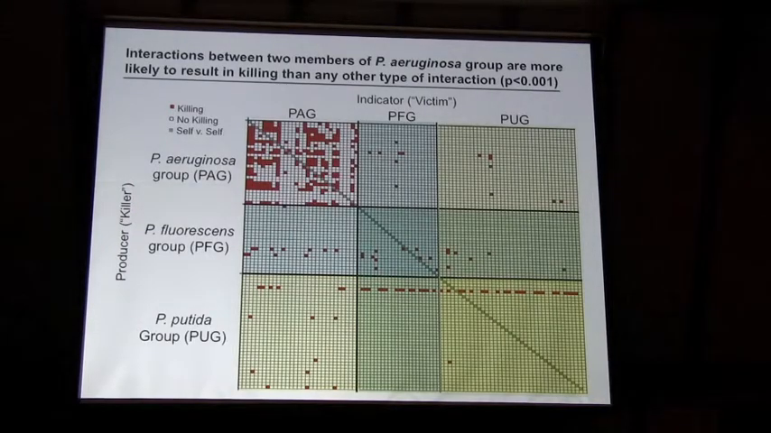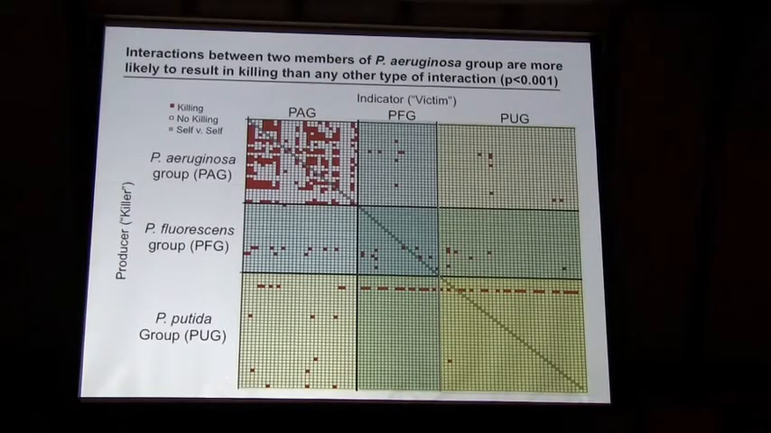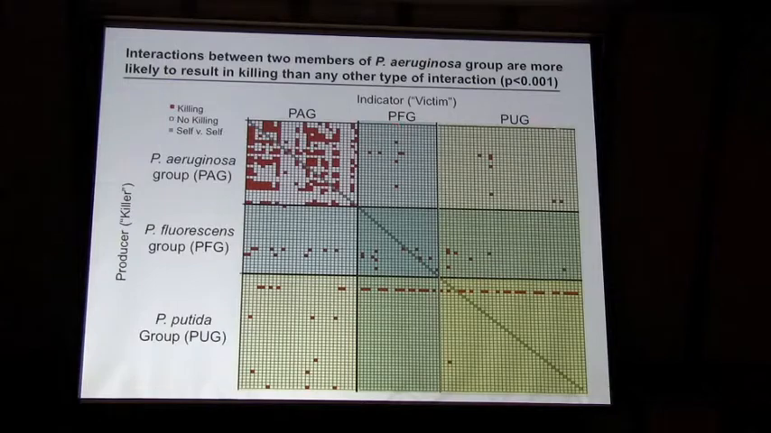So he did an all-by-all assay. So here are the 92 lined up in their role as killer in the rows and in their role as victims in the columns. And so this is the self on self, and anything that's clear is no killing, and then the red indicates killing. And what you can see pretty, you don't need any statistics to see it, is that almost everything is going on up here in the aeruginosa on aeruginosa interaction. And this is not actually all aeruginosa proper. There's actually some other aeruginosa group members that are in here that are participating.